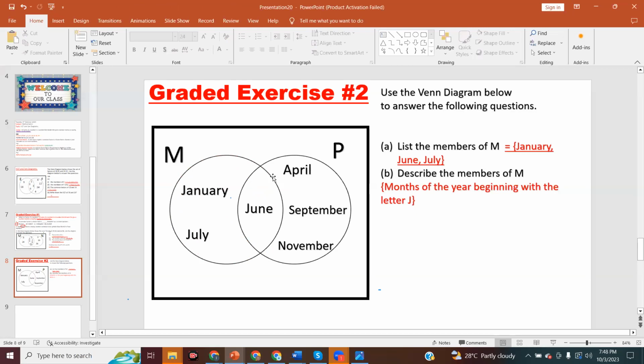Don't put it in the chat, just tell me, how would you describe set P? Months of the year. What else do they have in common?